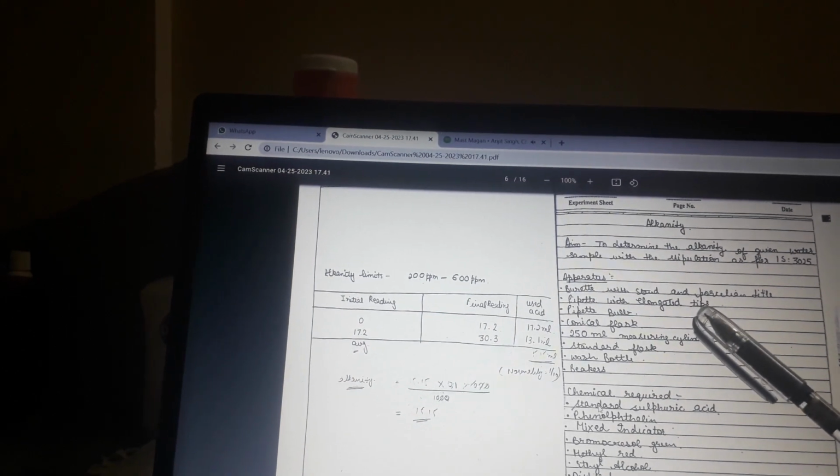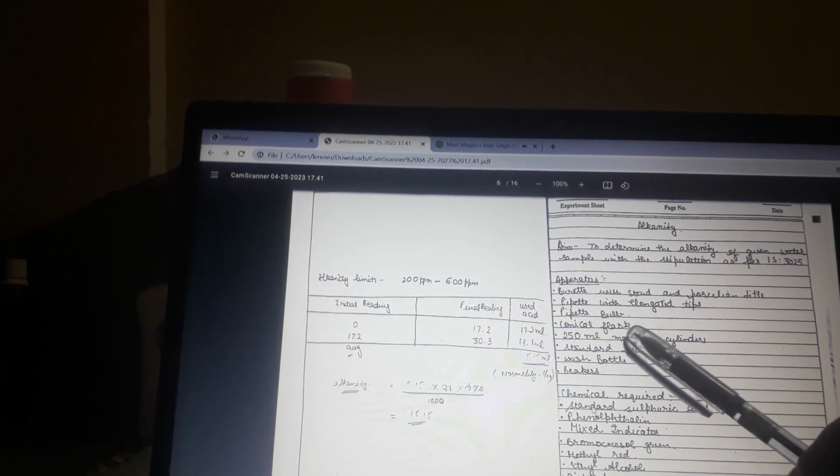Apparatus: burette with stand and porcelain tile, pipette with elongated tips, pipette bulb, conical flask, 250 milliliter measuring cylinders, standard flask, wash bottle, beakers. Chemicals required: standard sulfuric acid, phenolphthalein, mixed indicator, bromocresol green, methyl red, ethyl alcohol, distilled water.